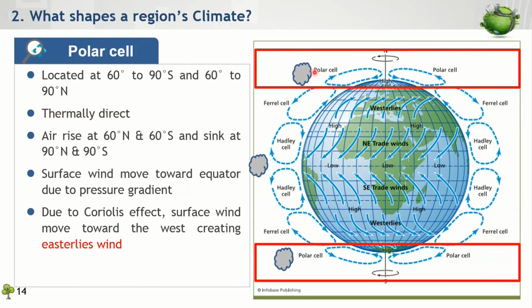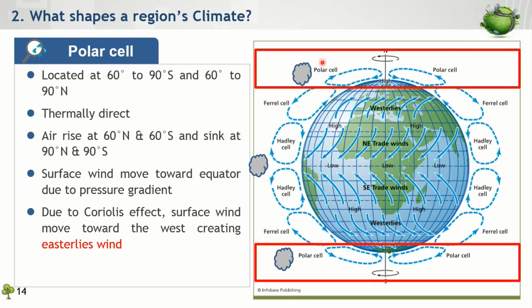So the polar cell is located between 60 degrees north to 90 degrees north and between 60 degrees south to 90 degrees south. This cell is thermally direct. In this cell, air rises at around 60 degrees north and 60 degrees south and sinks at the north and south poles due to temperature gradient. And horizontally, air moves from both pole regions toward the equator, but due to the Coriolis effect of the Earth's rotation, this horizontal direction is deflected to the west, which creates the easterly wind in this convection cell.